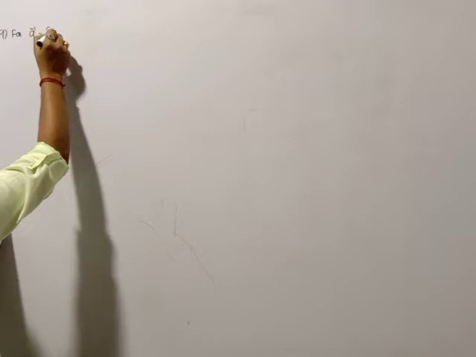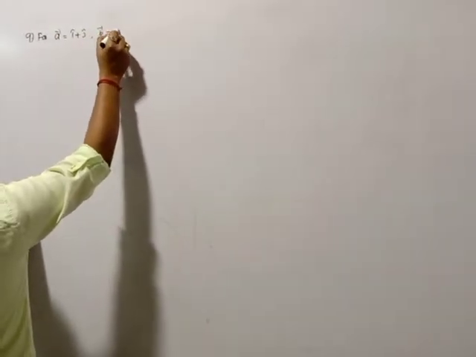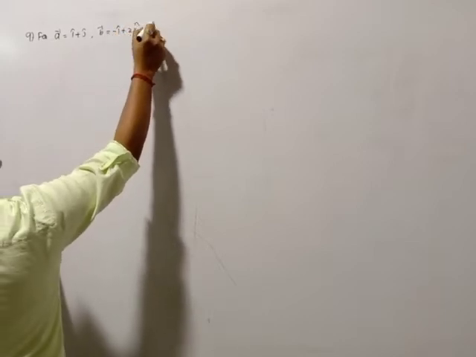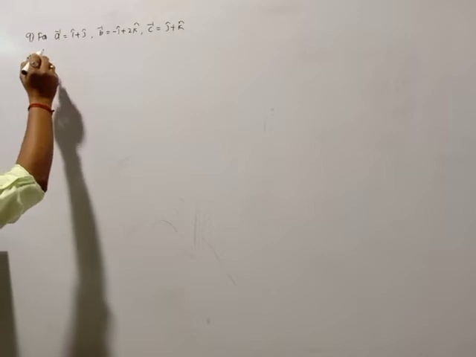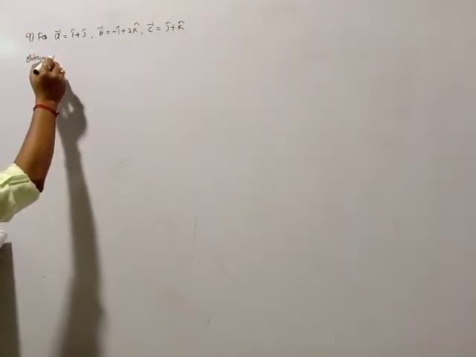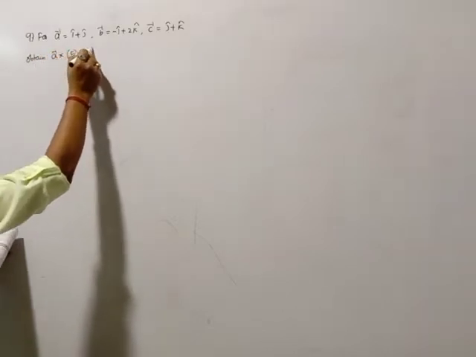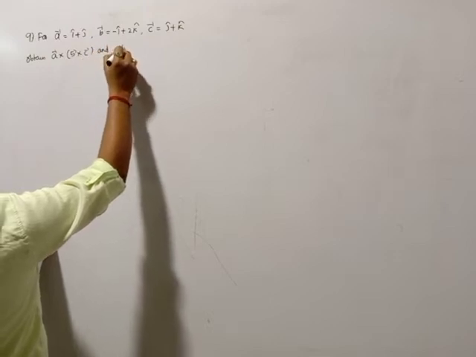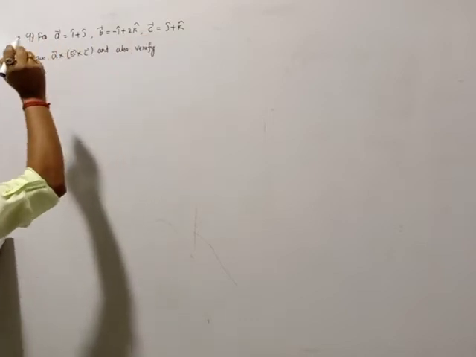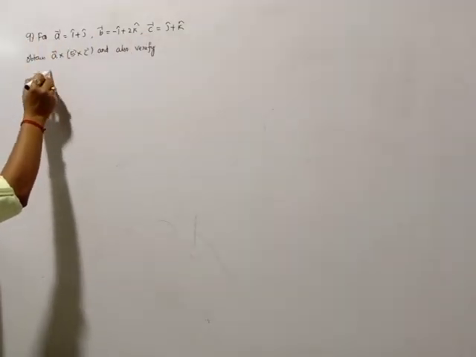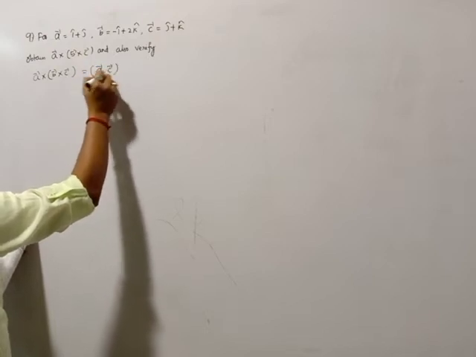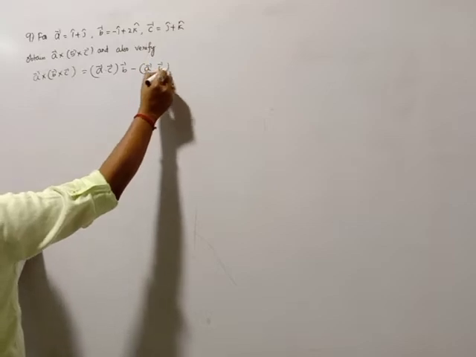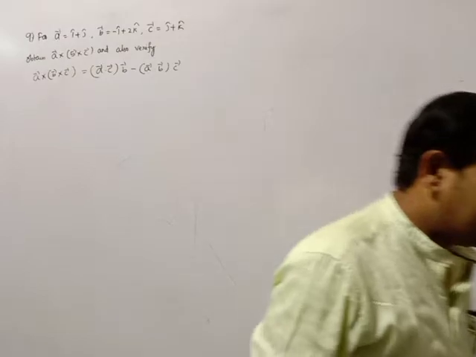Ninth question. For a bar is equal to i bar plus j bar, b bar is equal to minus i bar plus 2k bar, c bar is equal to j bar plus k bar, obtain a bar cross b bar cross c bar, and also verify that a bar cross b bar cross c bar is equal to a bar dot c bar into b bar minus a bar dot b bar into c bar. This question is given as a long answer question also.